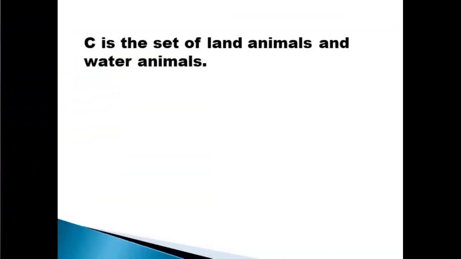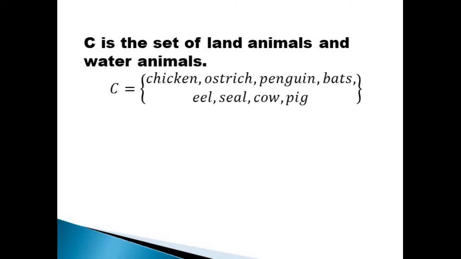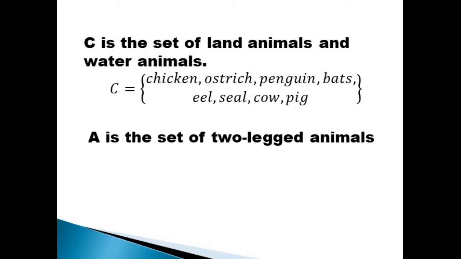intersection of sets. So let's take for example, C is the set of animals and water animals. So we have C is equal to chicken, ostrich, penguin, bats, eel, seal, cow, and pig. So let's take two sets based on this universal set.